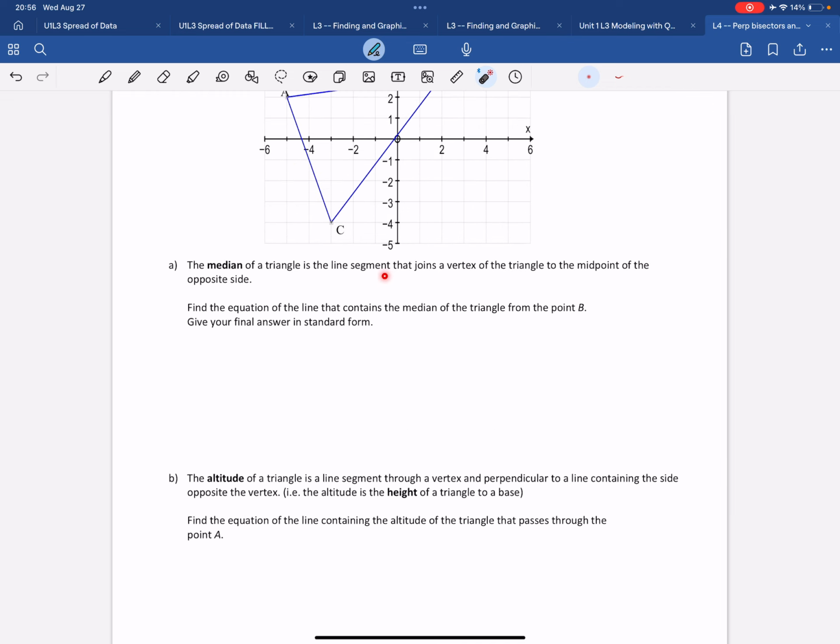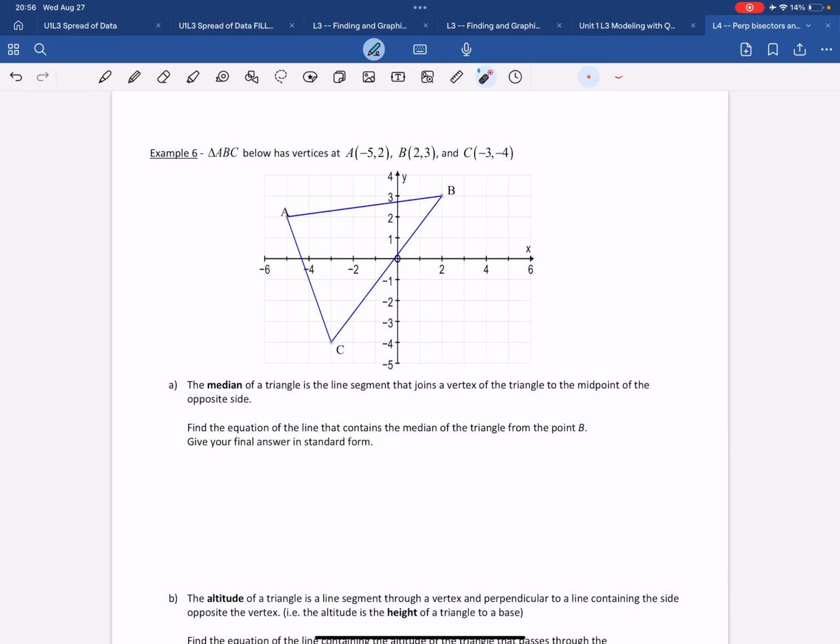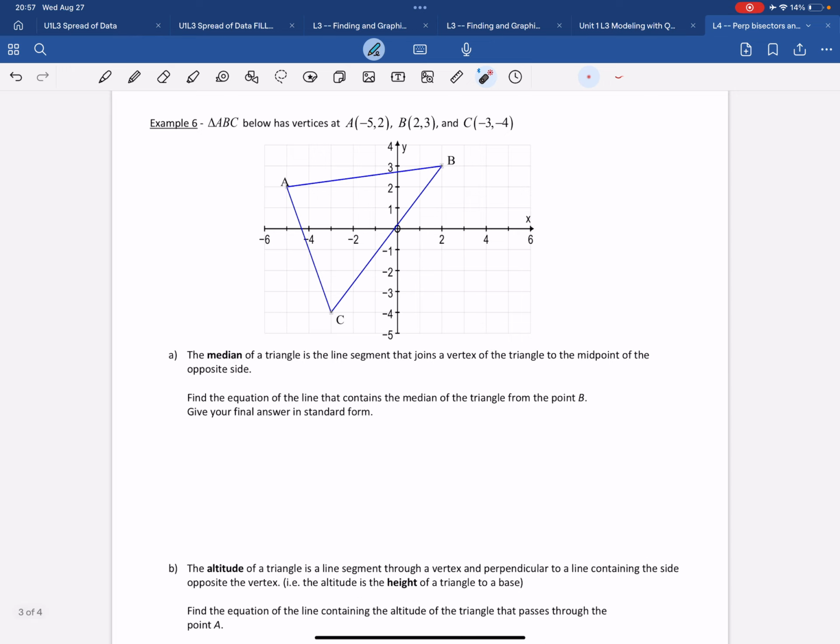A line segment that joins a vertex of the triangle to the midpoint of the opposite side. So it will go from one of the vertices to the midpoint of the other side. That's just a definition of what a median is. We're asked to find the equation of the line that contains the median of the triangle from the point B.